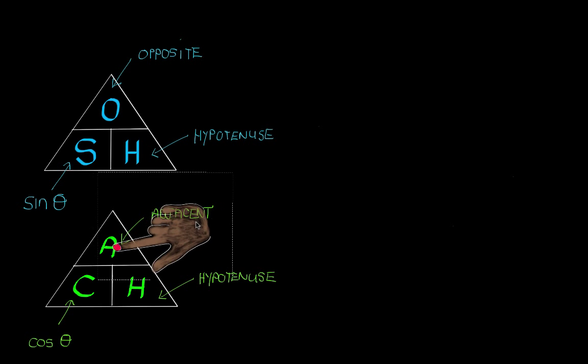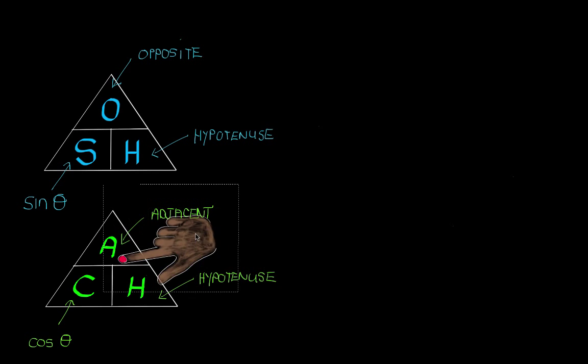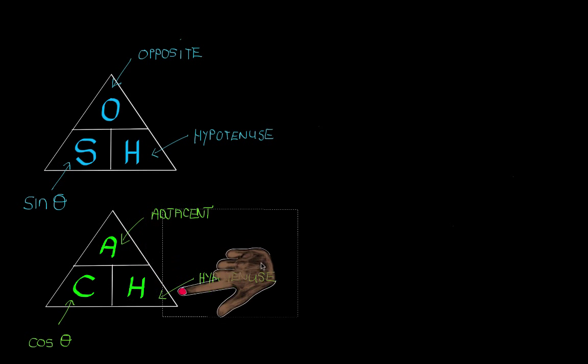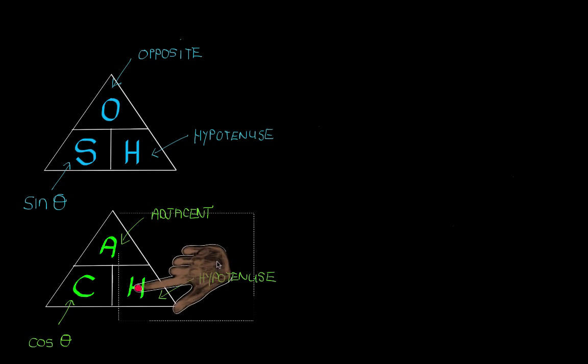On the other hand, if I wanted to work out the hypotenuse using my CAH triangle, I put my finger over the H. So I always put my finger over what I want to find out. I put my finger over what I'm trying to calculate. So if I want to work out the hypotenuse, I put my finger over H, and you'll notice that H equals the adjacent divided by the cos of the angle.